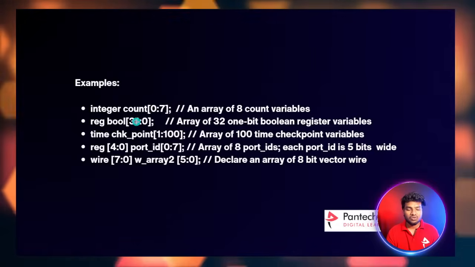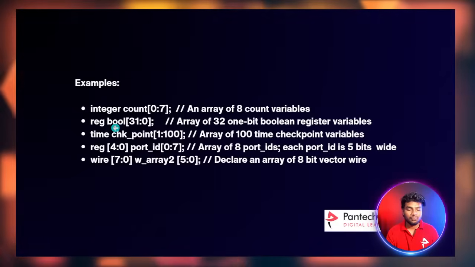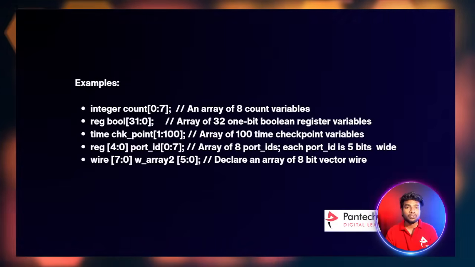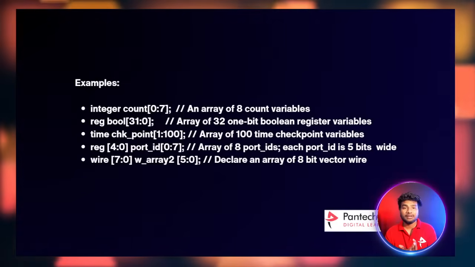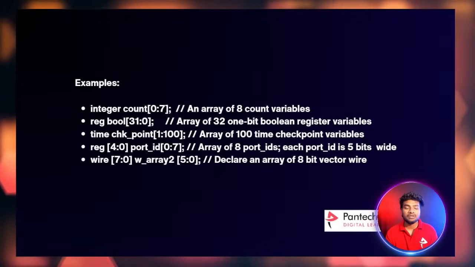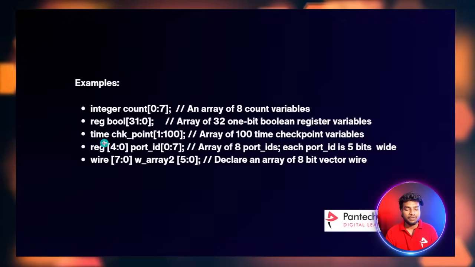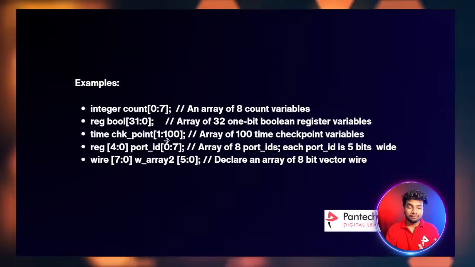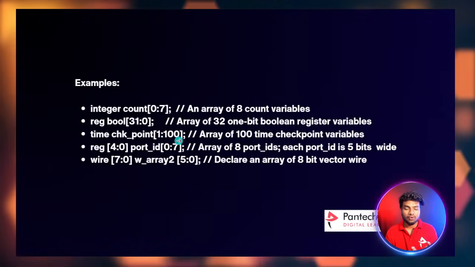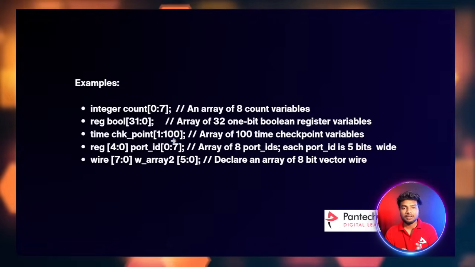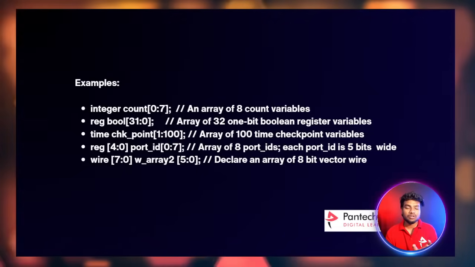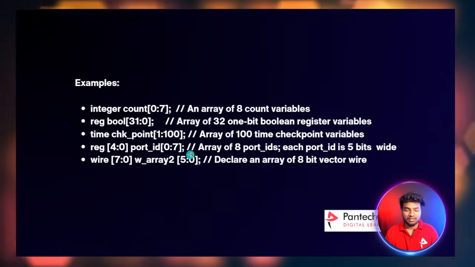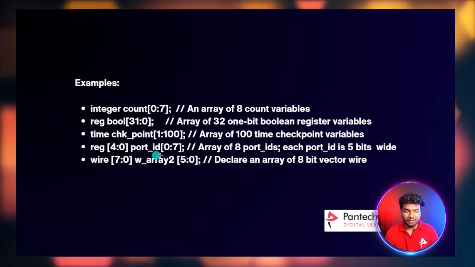Then reg bool is an array having 32 boolean register values, so it has 32 memory locations, and we can store 32-bit data in this array. Then time is another array, checkpoint, where 1 down to 100 means it has 100 memory locations. We can store 100 values by using this array. And this is like a memory creation.